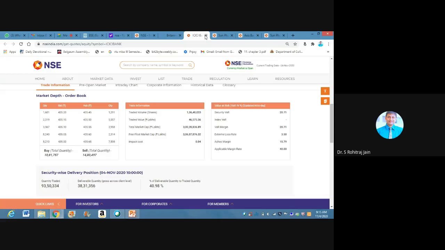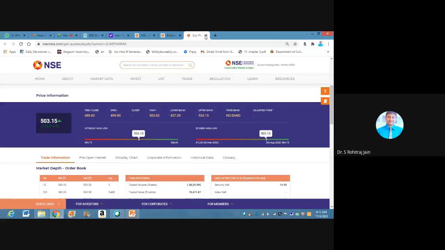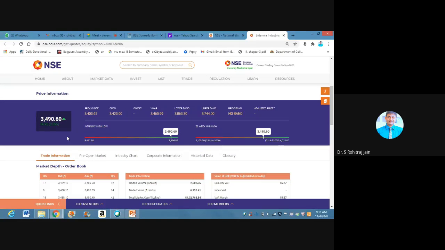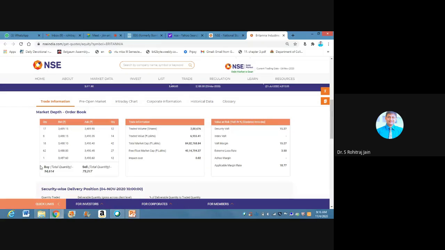Similarly for Britannia. We will see the current market price per share, it is 3,490.60. Students, it is today up by 86 rupees 95 paise, right? But when I go to the order book, you see the buying quantity as well as the selling quantity, that is the buyers and the sellers, or the bulls and the bears. You can see 94,614 total quantity of shares put for buying orders, as well as 79,317. That means more buying pressure is there for this particular script, right?